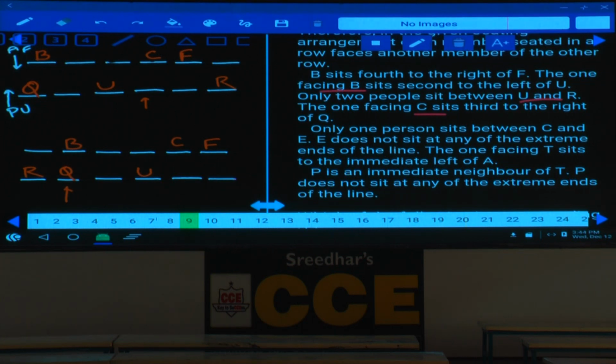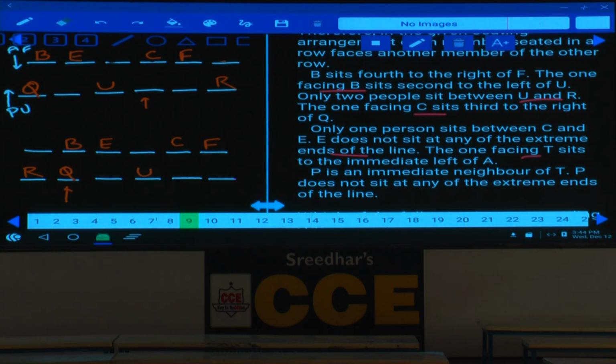Next one, only one person between C and E. Between C and E, how many persons do we have? There is only one person. As there is only one person between C and E, E can be either at this place or here. And E does not sit at any of the extreme ends of the line. Hence E cannot be at this place. As E cannot be here, then E must be adjacent to this B. E must be at this place, because E is not at any end of the line.